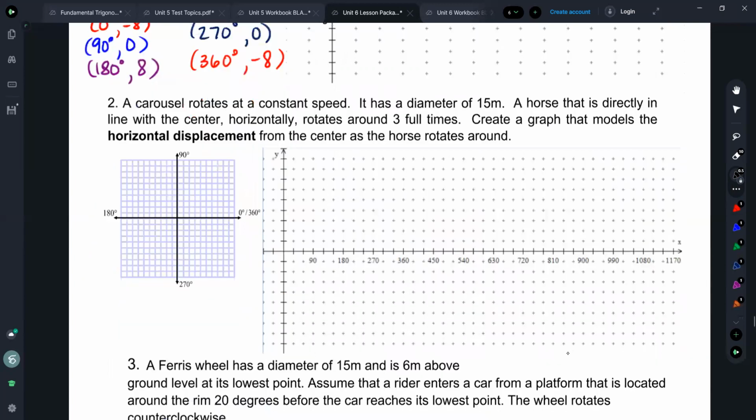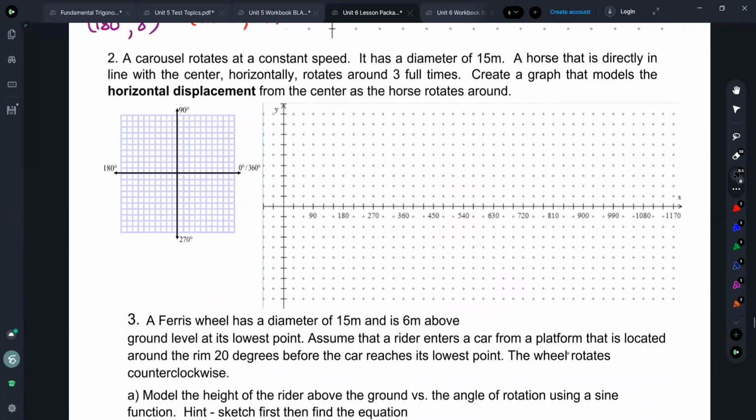Okay, so let's look at a carousel. This one has a diameter of 15 meters. It rotates at a constant speed. A horse that is directly in line with the center horizontally, and I'm just going to add to this to the left, just so that we have a definitive starting point. It rotates around 3 times. Create a graph that models horizontal displacement from the center as the horse rotates around. And I'm going to add clockwise to this. I don't think it really matters because the answer will be the same either way, but let's just try it out with a clockwise rotation.